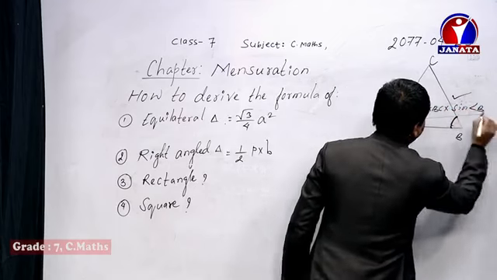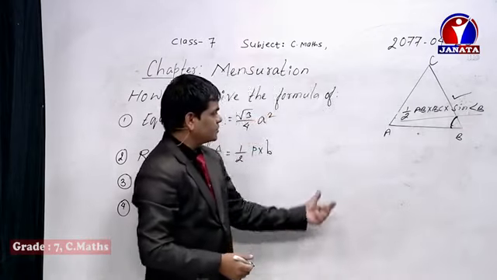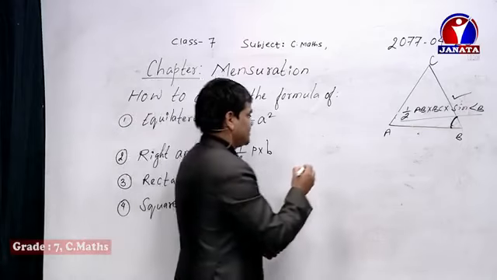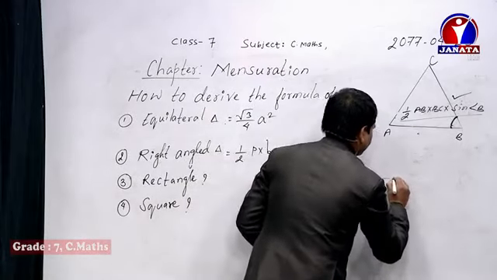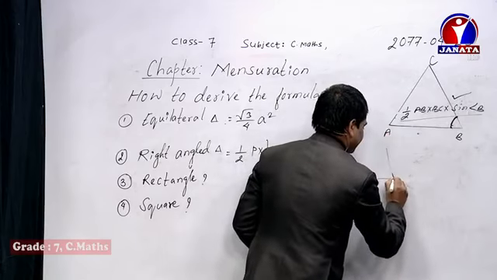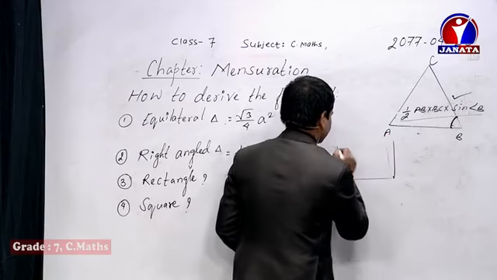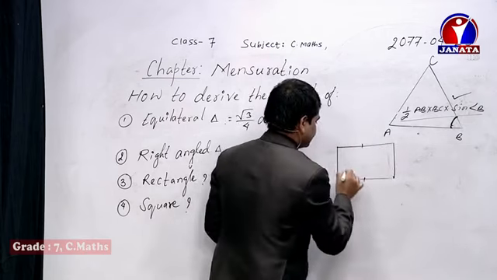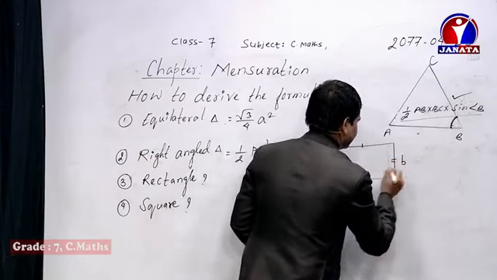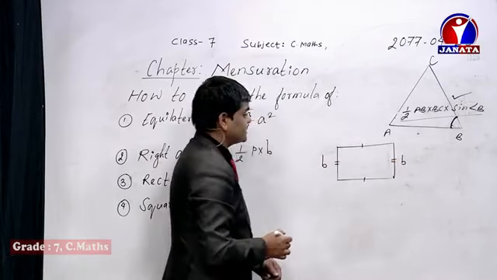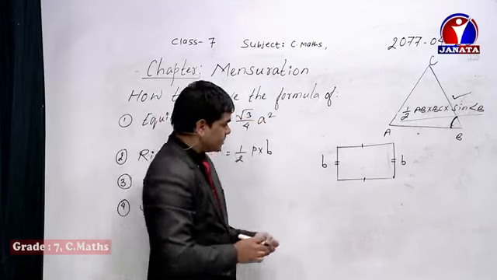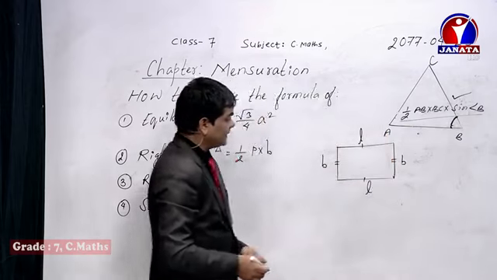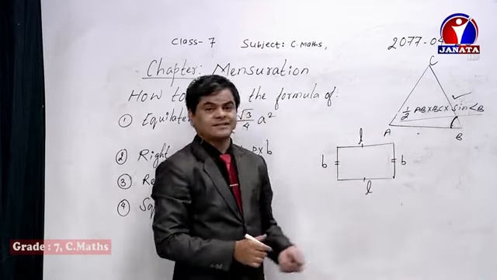So I'm writing it here so that it will be easy for me to derive the formula of rectangle. What are the properties of rectangle, dear friends? Rectangle is a figure, a polygon, having opposite sides equal to each other. It means this one side equals this one, and this one side equals this one, isn't it? The shortest side is known as breadth, and the longest side is known as length. So we write length as L, and breadth as B.